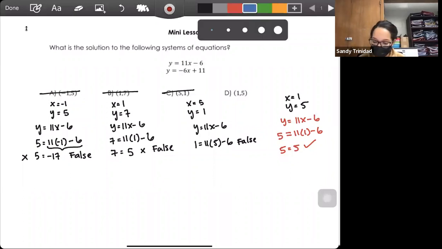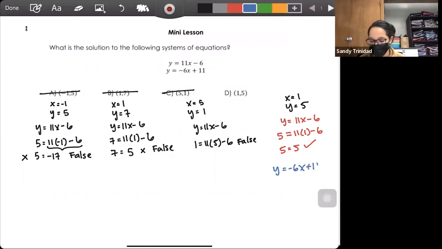So for the second equation, I have y equals -6x plus 11. So I have 5 equals -6 times 1 plus 11. And -6 times 1 plus 11 is definitely going to give me 5 as well. So since that point satisfied both of the equations, since this was a point that worked for both of the equations, that means that that is my solution. Okay.